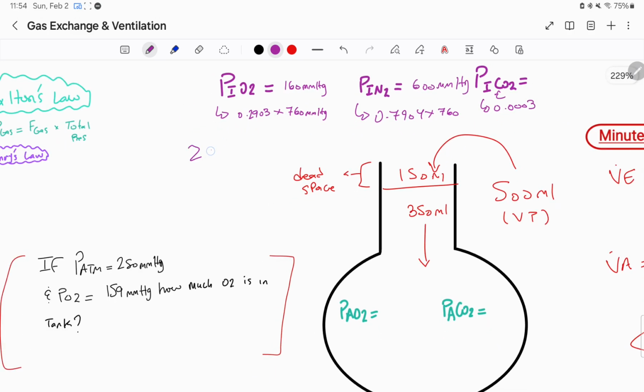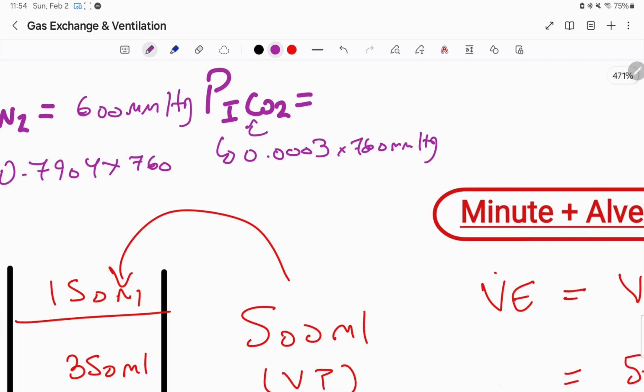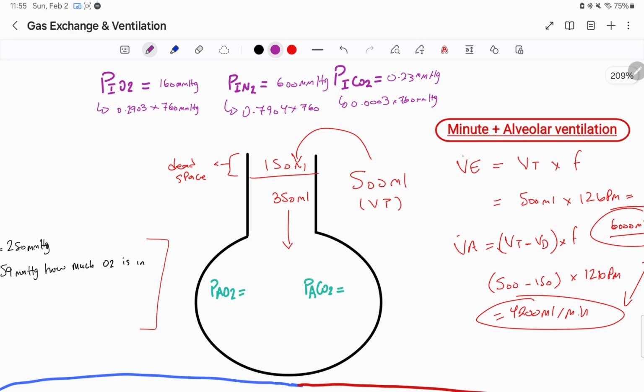So if you see 29.03 percent oxygen in the air, that's not the gas fraction. The gas fraction would be that divided by 100. Then you multiply by atmospheric pressure, as always, and you get 0.23 millimeters of mercury. Awesome. So these are the values that you're working with.